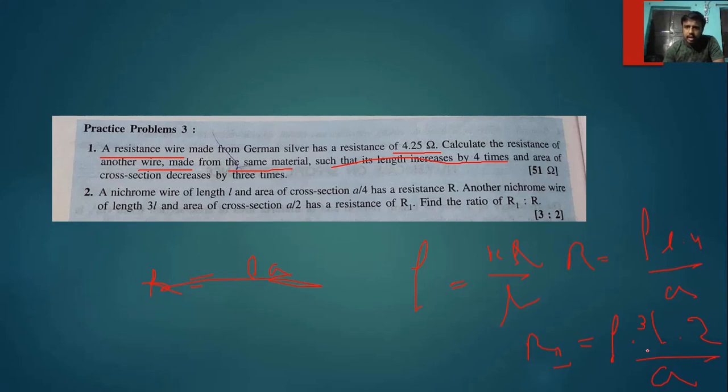By dividing, as you can see, L is given and 3L is given, and the area of cross section is A by 2, and here the area of cross section is A by 4. So when you divide R1 by R, 2 will be cut with 2, and we'll get the final answer as 3 is to 2.